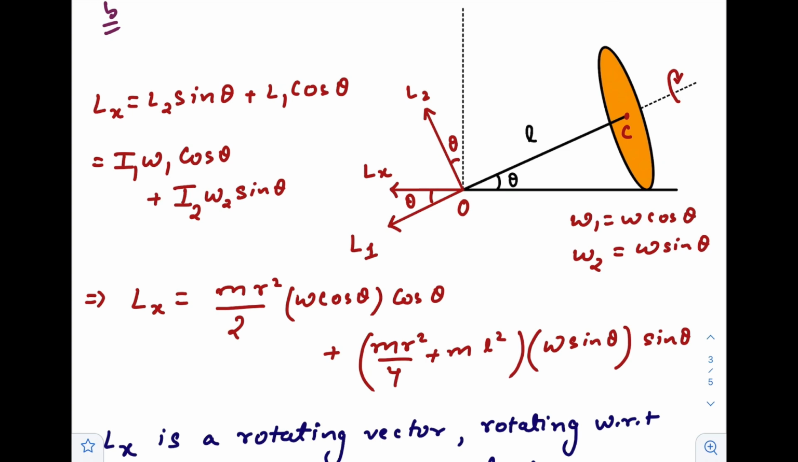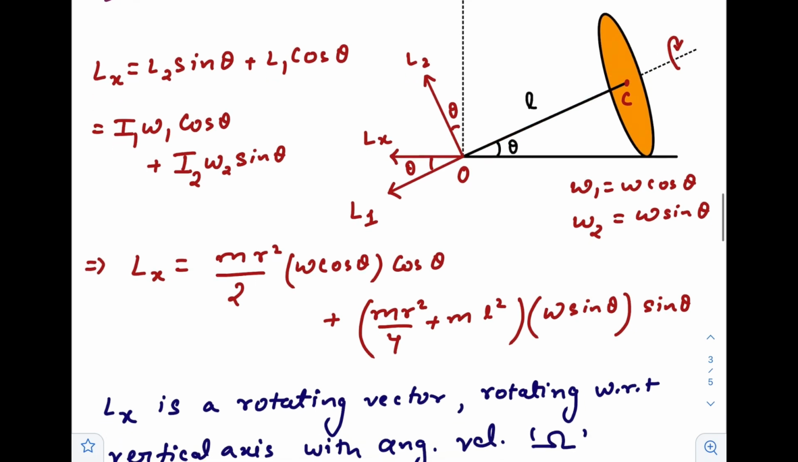Anyways, first let us find I1 omega 1. That is L1 cos theta. So I1 is m r squared by 2. This rod is massless, so it doesn't contribute to the moment of inertia. Omega 1 is the resultant omega. Omega 1 is omega cos theta, and there will be another cos theta here.